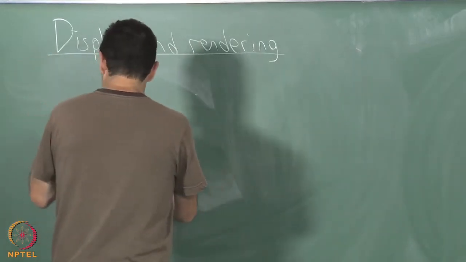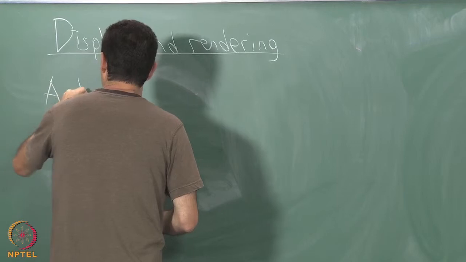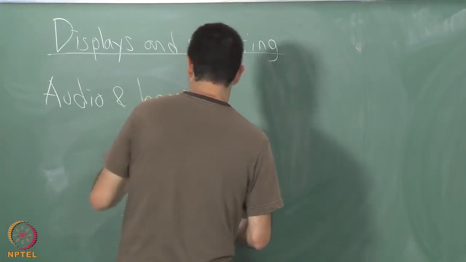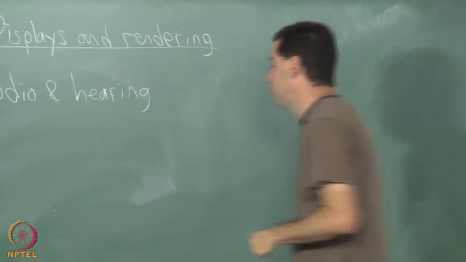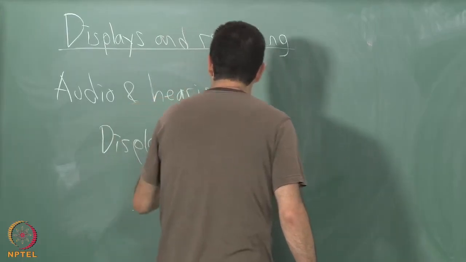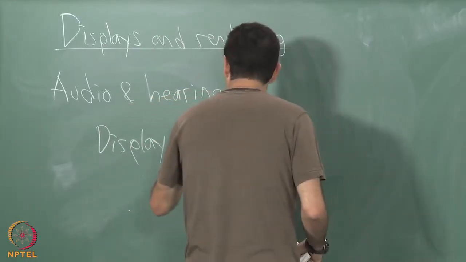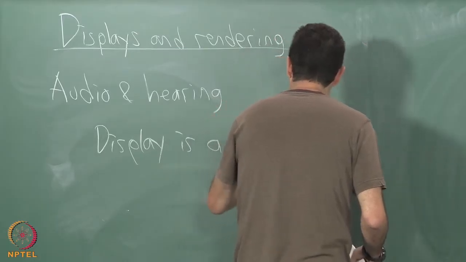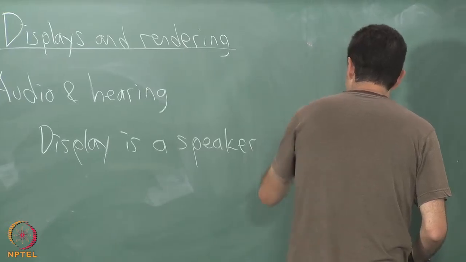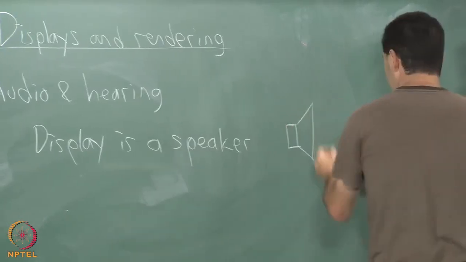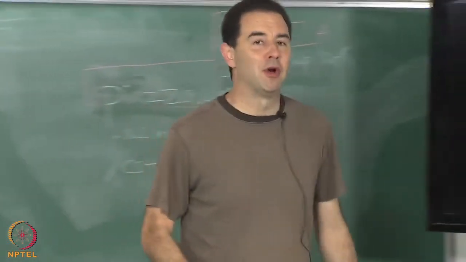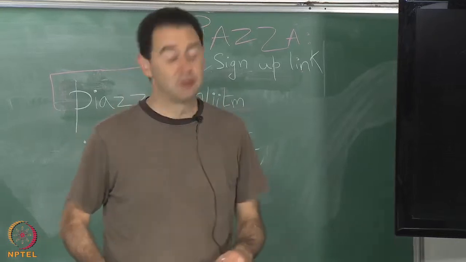So, let's think about the audio part and hearing. The display is most commonly called a speaker. So, we have a speaker letting out some sound. That's perfectly fine. When we're trying to use a word that's common for all the senses, we'll call it a display.